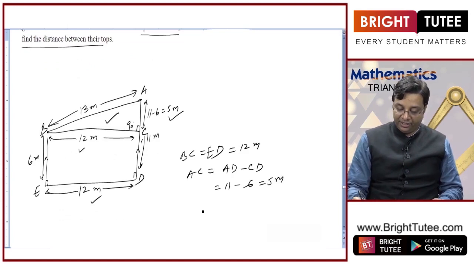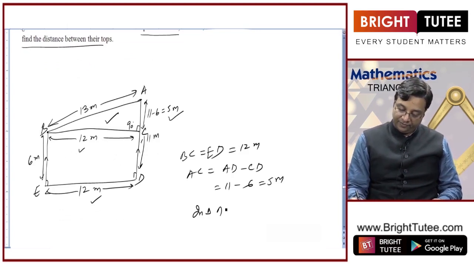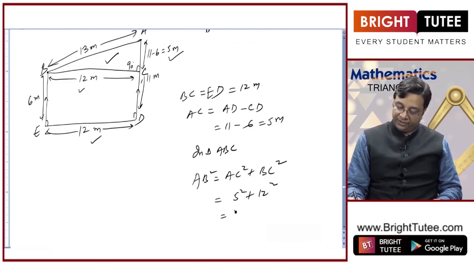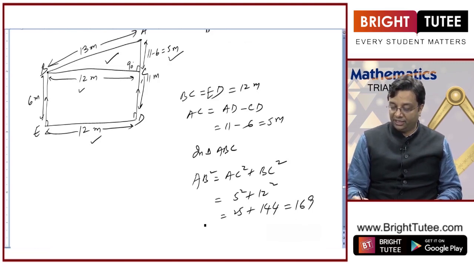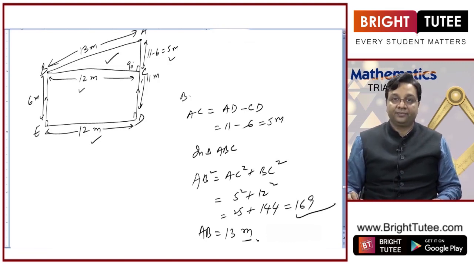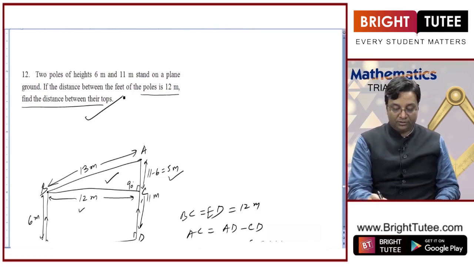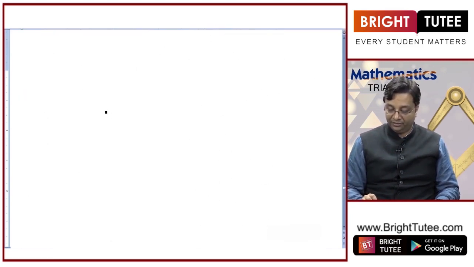Now in this triangle ABC, applying Pythagoras theorem, I can say AB square is equal to AC square plus BC square. So 5 square plus 12 square, this is 25, this is 144, and the result is 169. So AB is square root of 169, that is 13, and the unit is meter. Okay, so the distance between the tops of the poles is 13 meter.